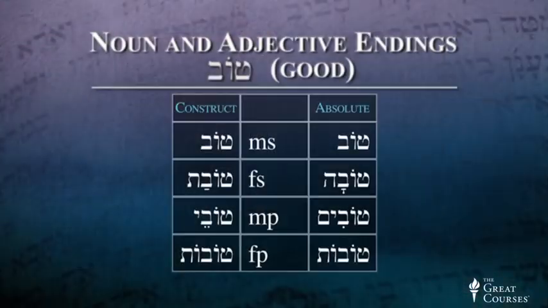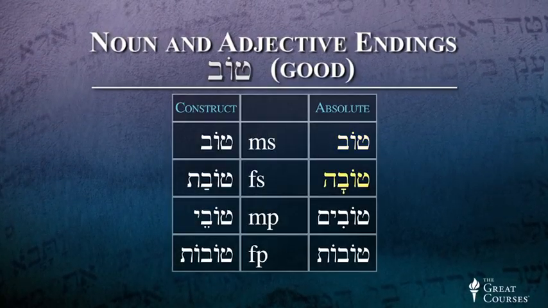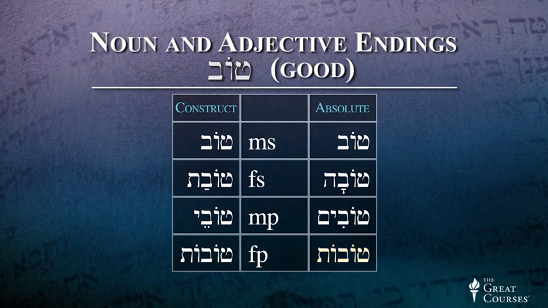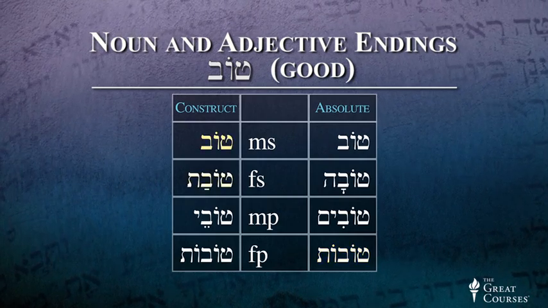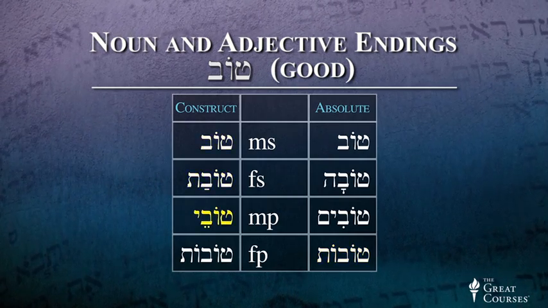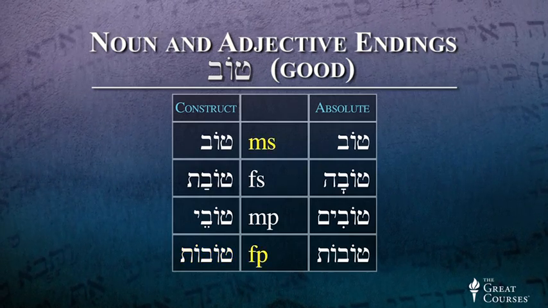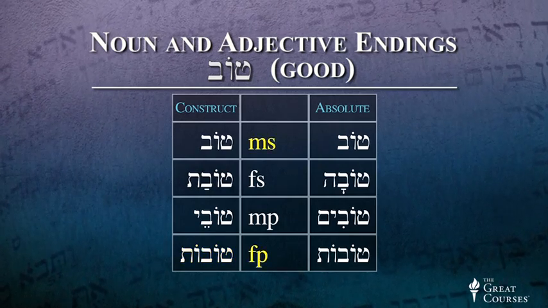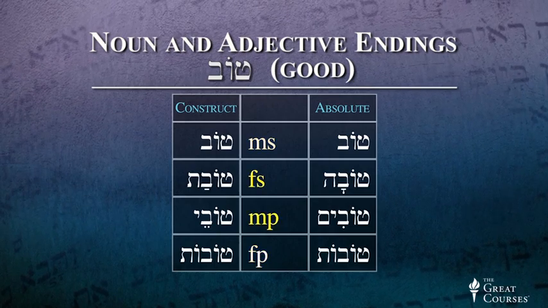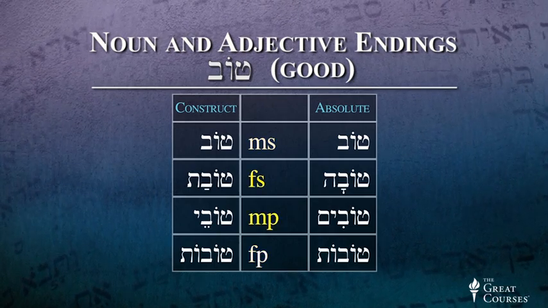Using our friendly adjective, which always marks number and gender the way you expect, the absolute forms are tov, tova, tovim, tovot, and the construct forms are tov, tovat, tovei, tovot. The masculine singular and feminine plural have no special ending. Feminine singular and masculine plural do have special endings.